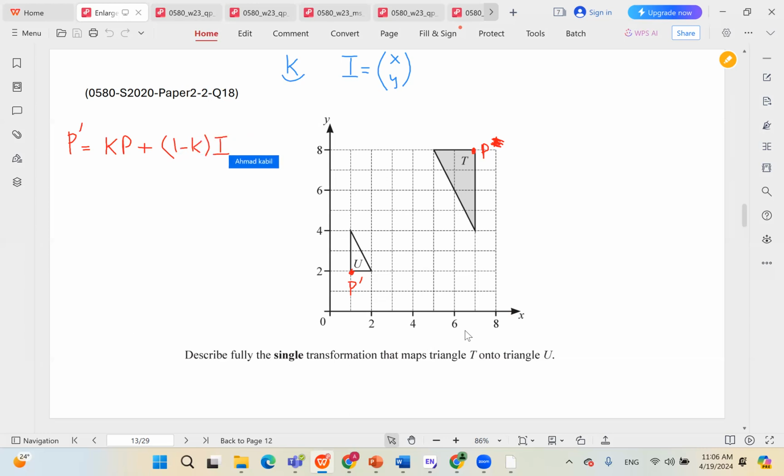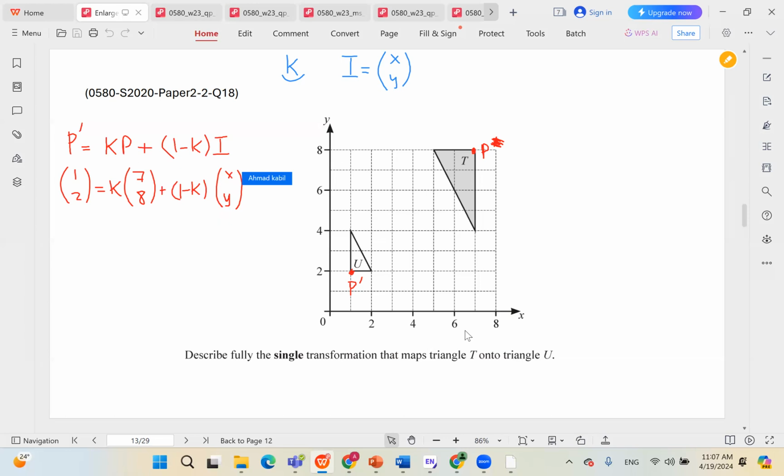Let's just write down the coordinates here. So P dash has coordinates 1 and 2. This is equal to K multiplied by P. P has coordinates 7 and 8. So this is 7 and this is 8. And then here we have 1 minus K times X and Y.